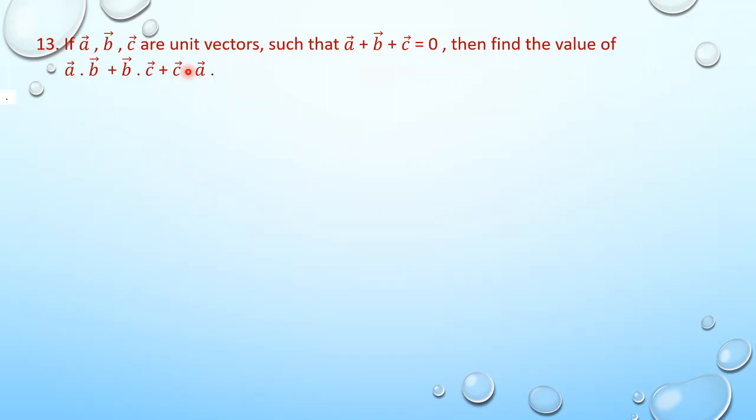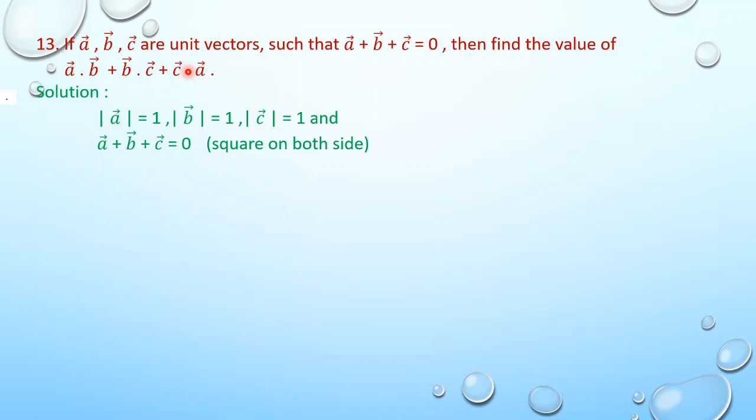Okay, let's find it out. So first thing, as usual, write down the given things. Vectors a, b and c are unit vectors, means magnitudes are equal to 1. Along with that, they are given that the sum of the three vectors is equal to 0. So with the help of these, let's find the value of a dot b, b dot c and c dot a, the sum of all that.